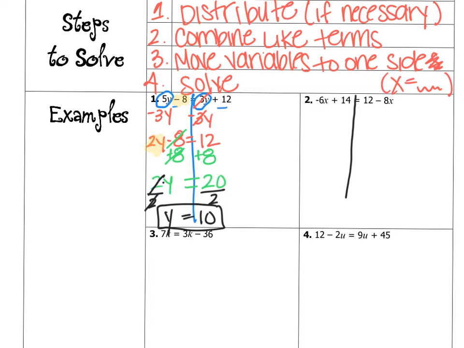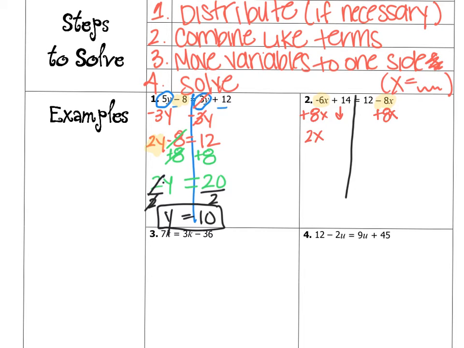So I'm going to actually move this minus 8x over here with this negative 6x. The reason it's easiest to do that is because if I add 8x over to this side, positive 8x minus 6x makes 2x. So my x's are positive, and I like that.